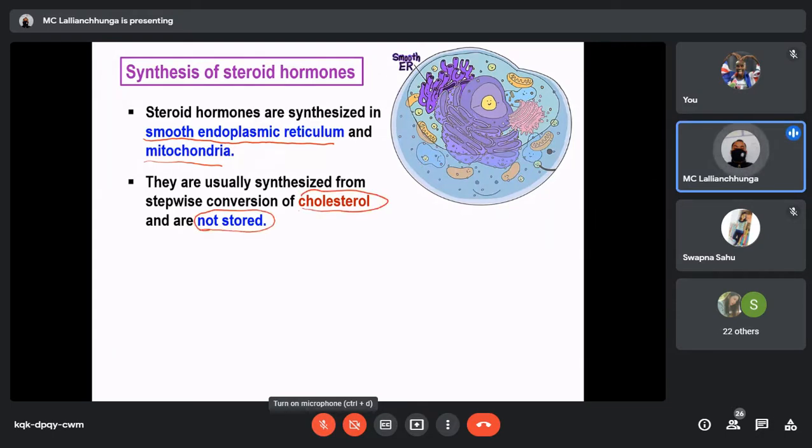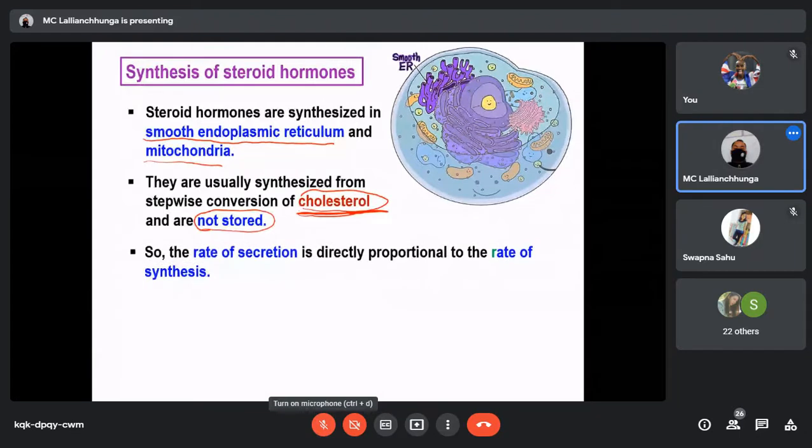Steroid hormones, I already told you, are usually not stored in the glands of origin. That I've already told you when we talked about the characteristics of hormones. So we can say cholesterol is the precursor of all the steroid hormones.